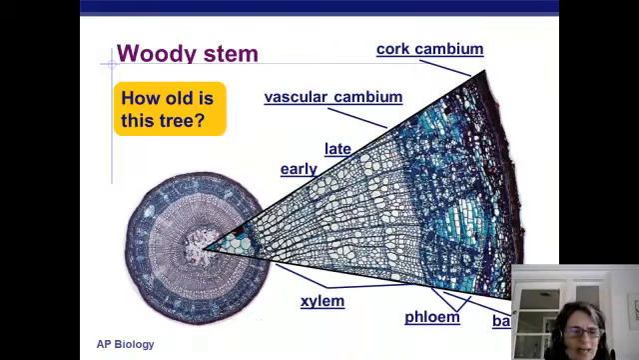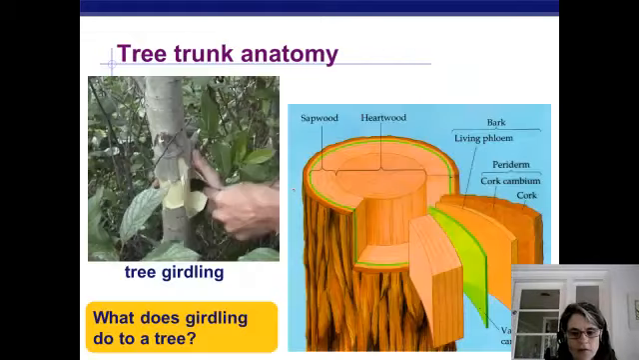So let's look at this. How old is this tree? How old would you think? Okay, so this is the vascular cambium, and we can clearly see there's little cells, big cells, and then we've got little cells, big cells. So how old do you think it is? Looks to me like we've got 1 year, 2 years, 3 years of growth.